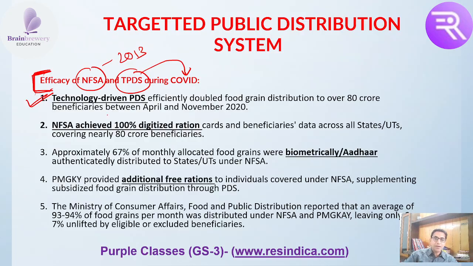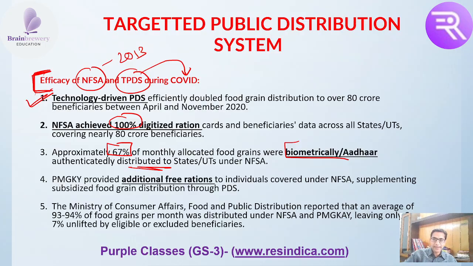Okay, so 100% digitalized ration card and beneficiary data has been seeded into the portal, and 67% are biometrically Aadhaar authenticated. That means out of all the people who are eligible for the targeted public distribution system, 67% have their biometric Aadhaar card authenticated.